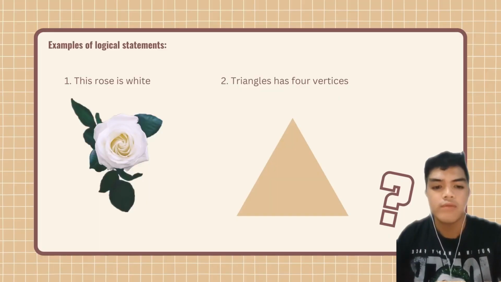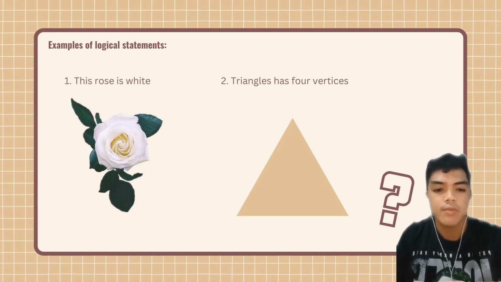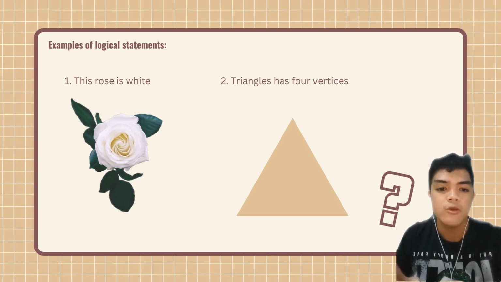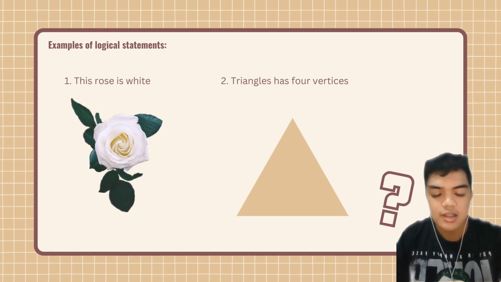So here are the two given examples. So tell me if it's a statement or not. Number 1. This rose is white. This sentence is a statement. So why? Because the statement is a declarative sentence. This sentence is true. As you can see in the picture, the rose is white.